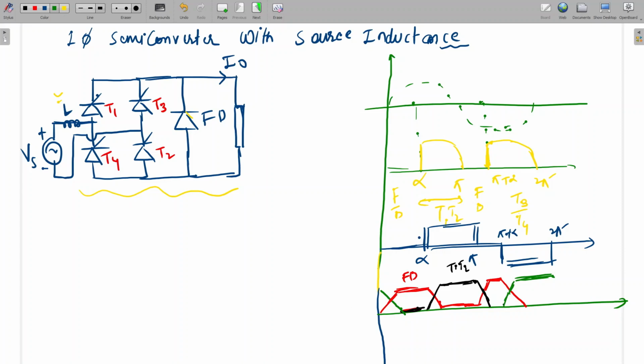So this is mu here. This is also mu. This is also the same. I am drawing different lengths, but the length will be the same. All will be mu. When the freewheeling diode transfers either to T1, T2 or T3, T4, that time it will be mu. Is it clear?